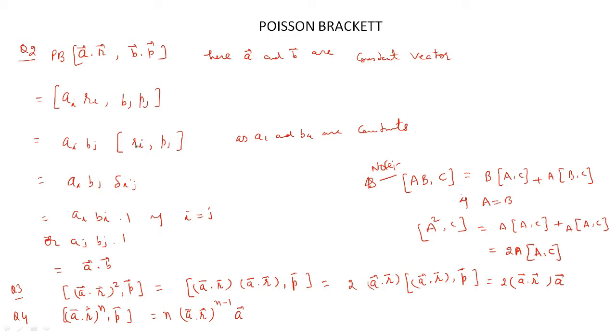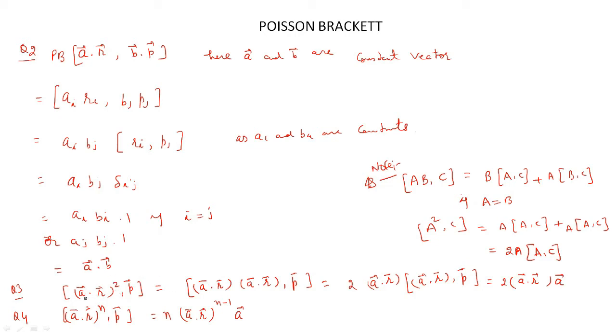Again, we can write {R_i, P_j} is equal to delta_ij. So if i is equal to j, then we can write it as A_i B_j. j will be equal to i, so here we can write B_j as B_i and its value is 1. So we will write it as A_i B_i, or we can write it as A_j B_j, which is A dot B. So the value of the Poisson bracket {A·R, B·P} is equal to vector A dot vector B.